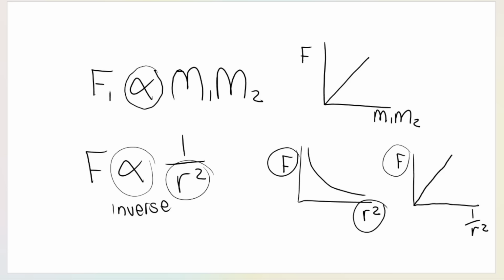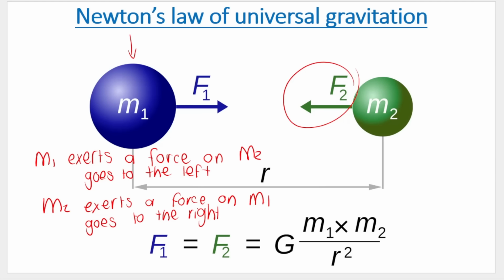Another very important concept to understand is that because of Newton's third law of motion, the force that mass 1 exerts on mass 2 is the same as the force that mass 2 exerts on mass 1, but in opposite directions. So think about the blue object. The blue object is pulling mass 2 to the left. So mass 1 exerts a force on mass 2 to the left. Okay, the blue object is pulling the green object to the left.